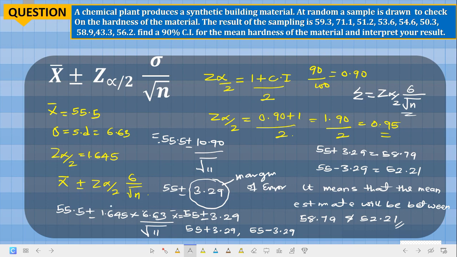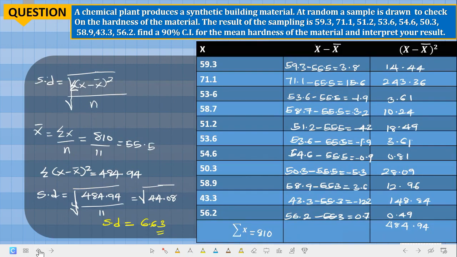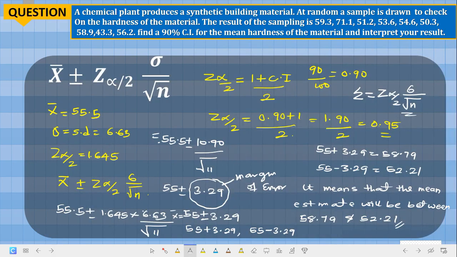The first thing you need to do is calculate the mean, then the standard deviation, then you substitute into the formula, which is x bar plus or minus Z alpha over 2 times the standard deviation all over root of n. I gave the estimated values for Z alpha over 2 for the 90% confidence interval, 95%, 99%, and 98%. So that's the solution to this question. Thank you.